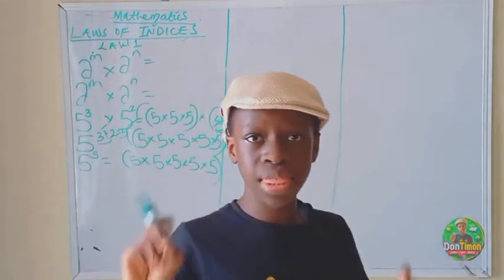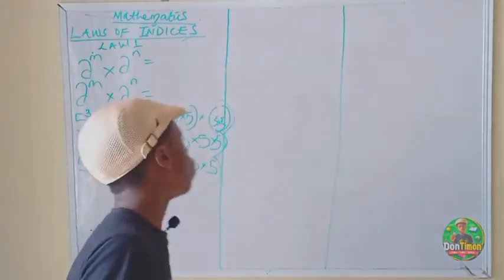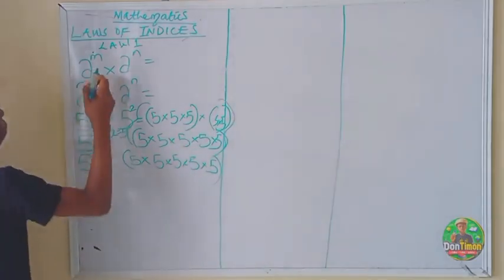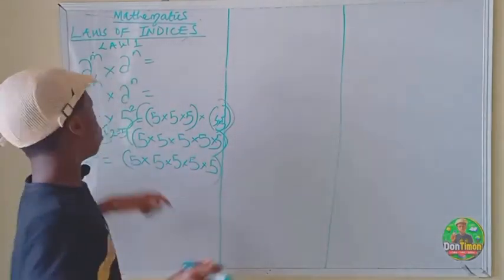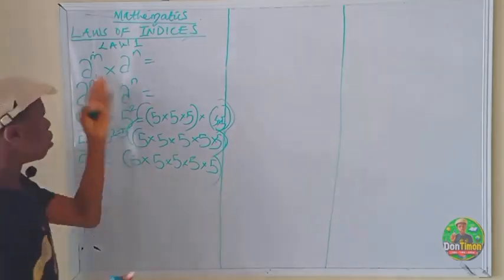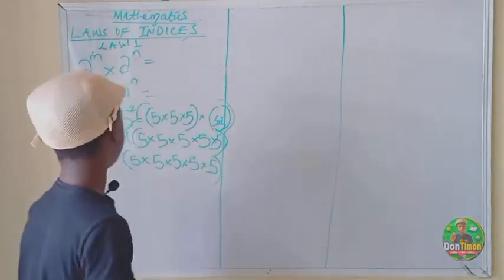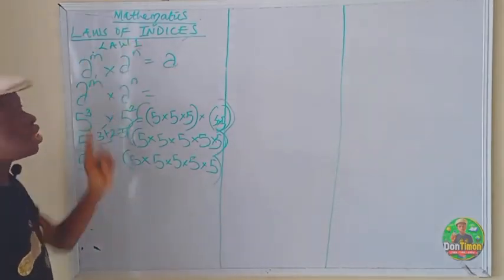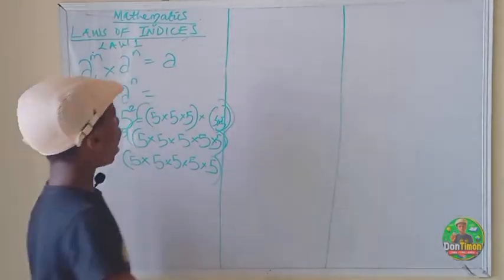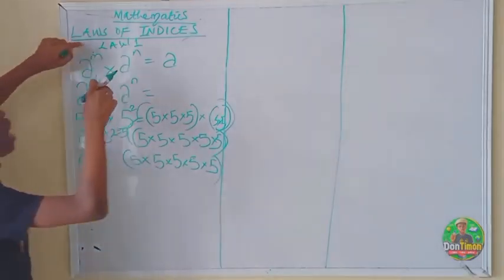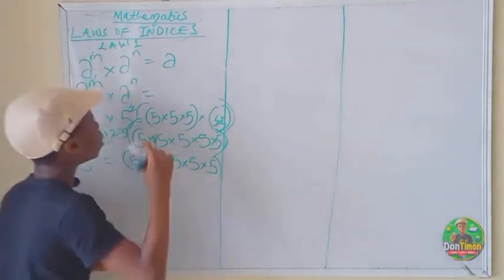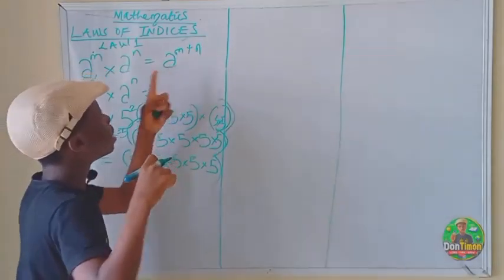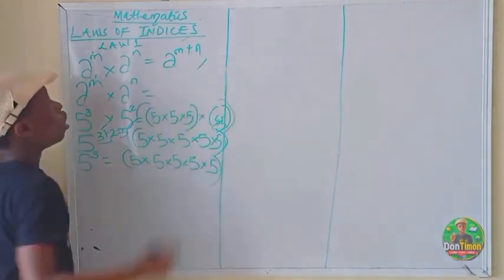Now that I've given an example of what this rule is, we can now put our knowledge here. We pick one base, which is A, since both bases are equal. And what is the index? M and N. You add this M and N together: M plus N. That is basically the law.